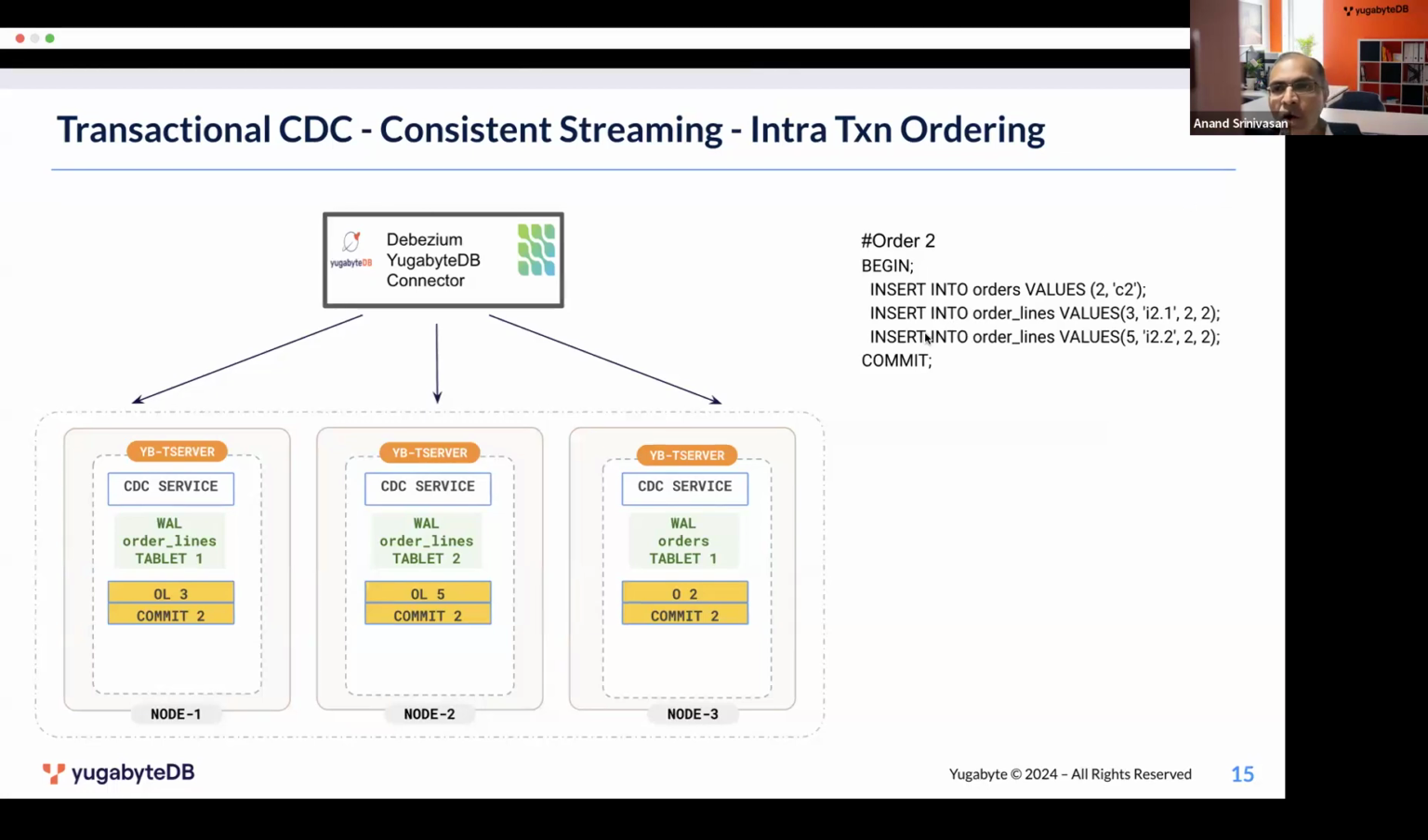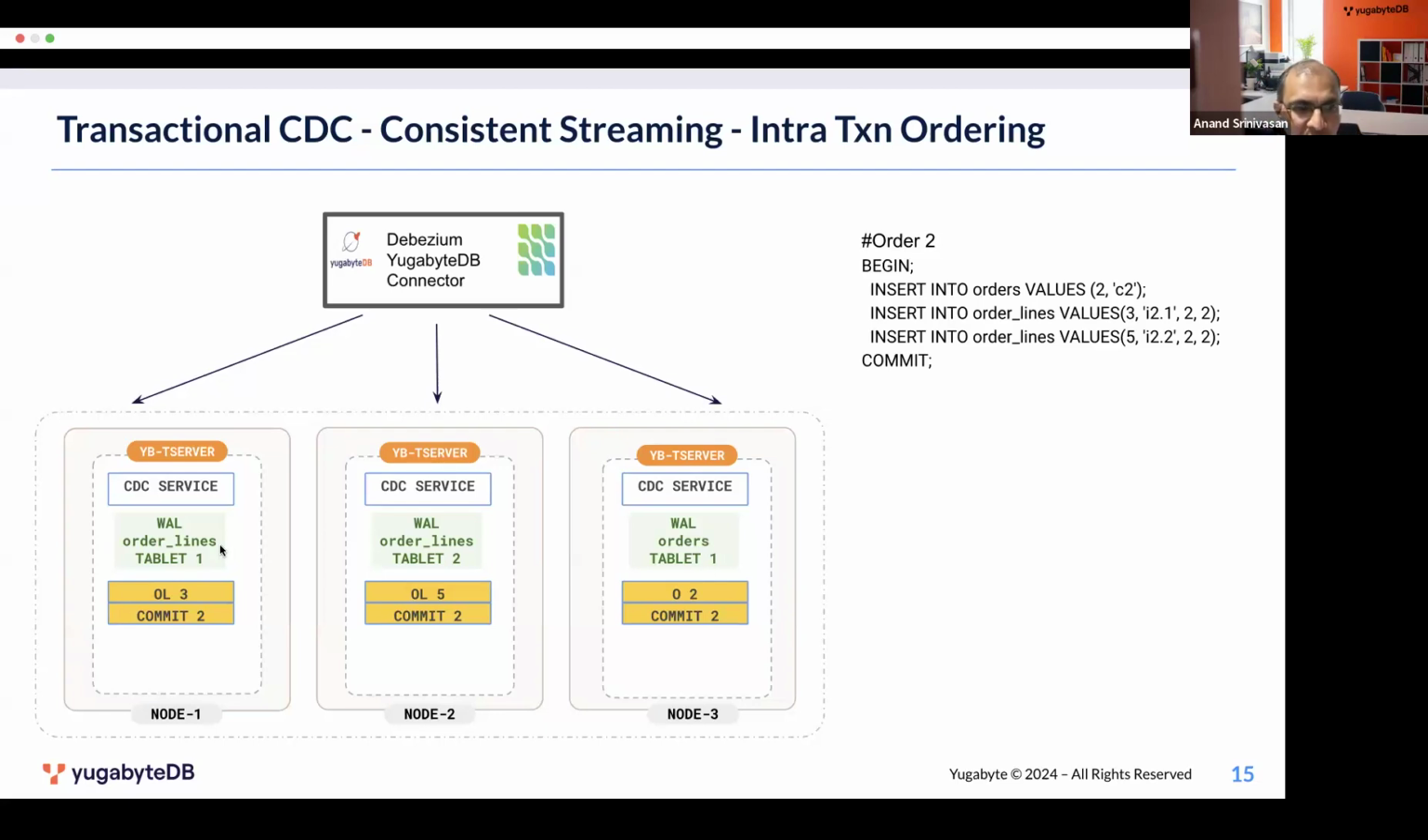So here's the second order, which became the first streaming change. There was an insert into the orders table, and there were two line items for this order. Now, what we have here is your Yugabyte universe. And if you remember, we created the order line table with two tablets. So that's what you see here: tablet 1 for the order line table and tablet 2, the second tablet for the order line table. The orders table, on the other hand, has just one tablet.